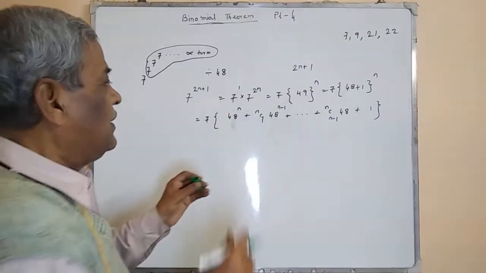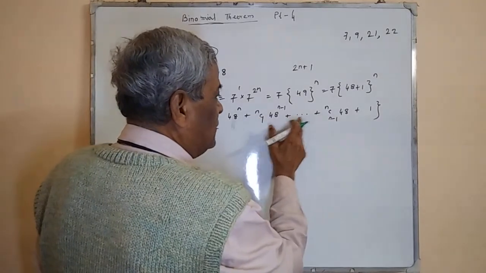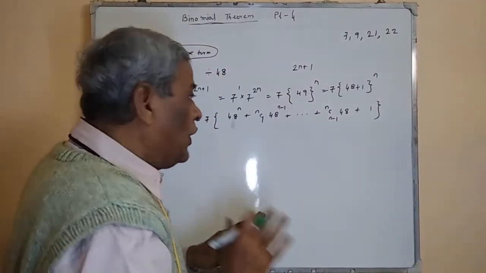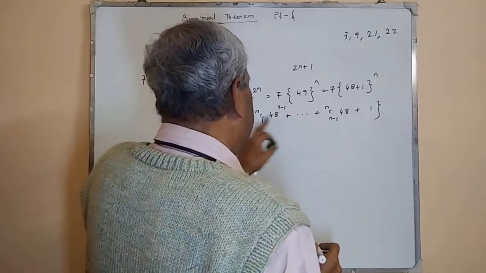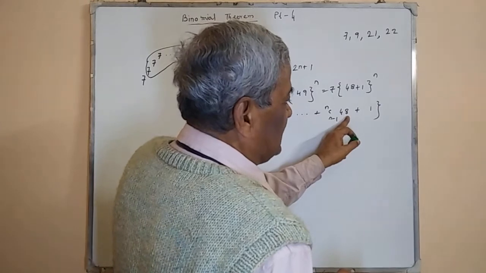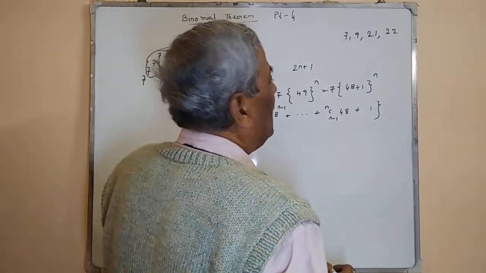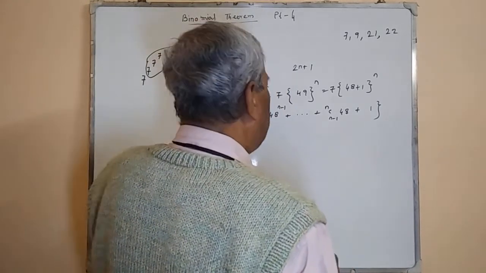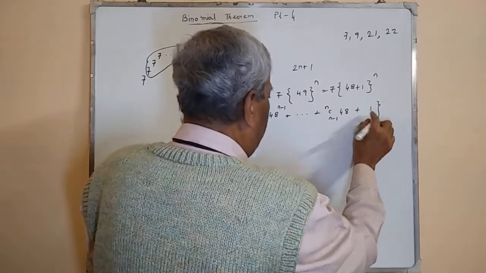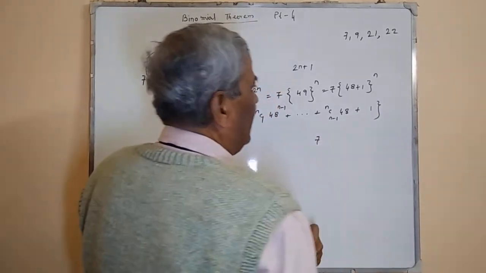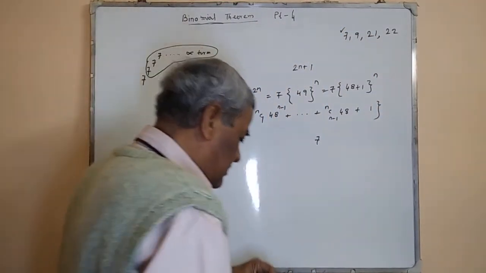Now you see all these terms, binomial coefficients nC1, nC2, nC(n minus 1), they are all integers. So clearly up to this, all terms are divisible by 48. So remainder when divided by 48 is 7 into 1. This is remainder 7. So 7 is the correct answer. So this is our answer.